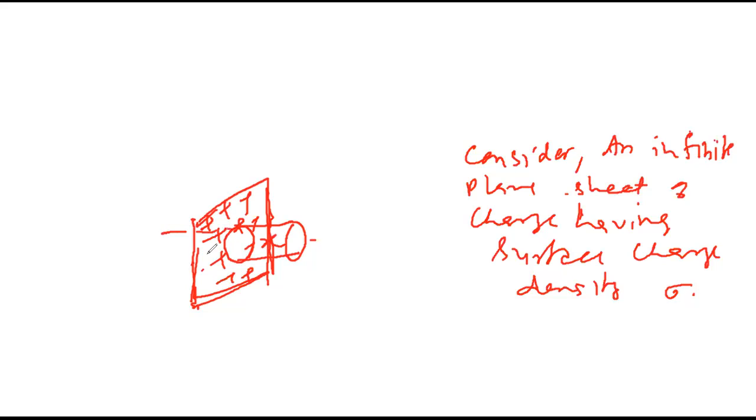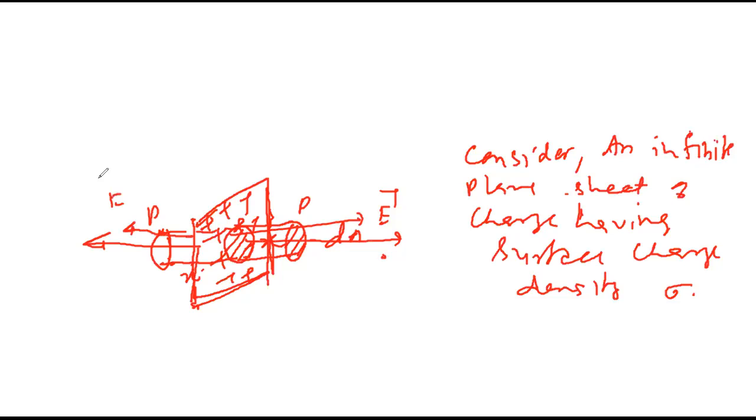So we have drawn one cylinder having cross sectional area dA and length 2x, total length. So P is a point at distance x. It can be on the left side, it can be on the right side. So intensity will be directed outwards in both directions, which is along dA bar. So this is the direction of E bar, same as the direction of dA bar. On this side also, positive charge means E bar is directed outward.